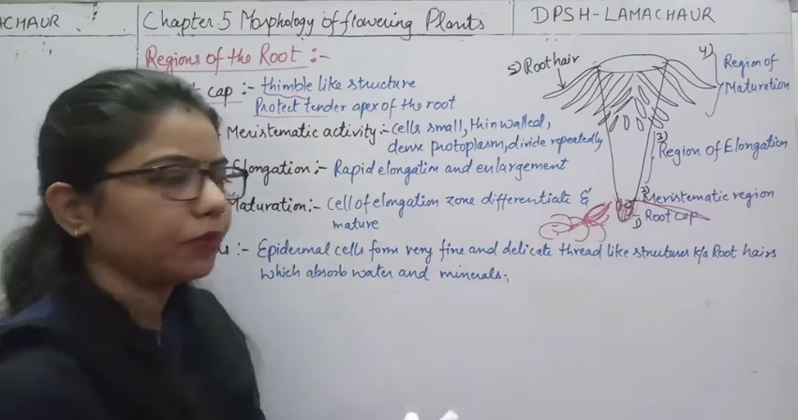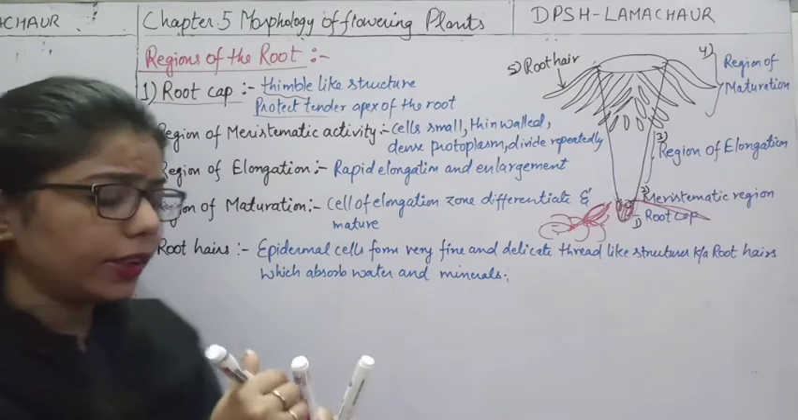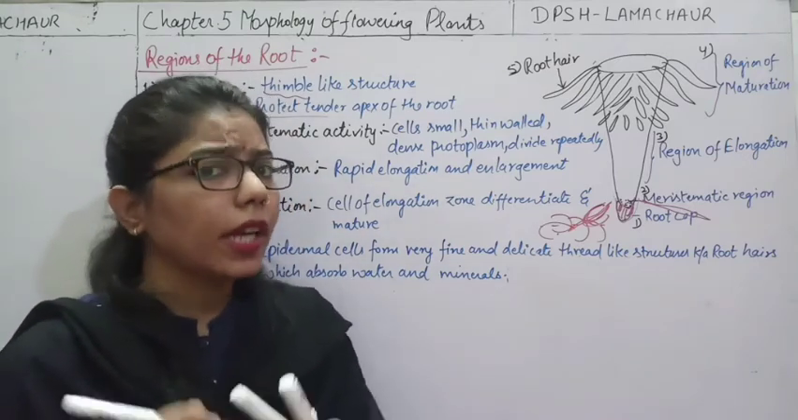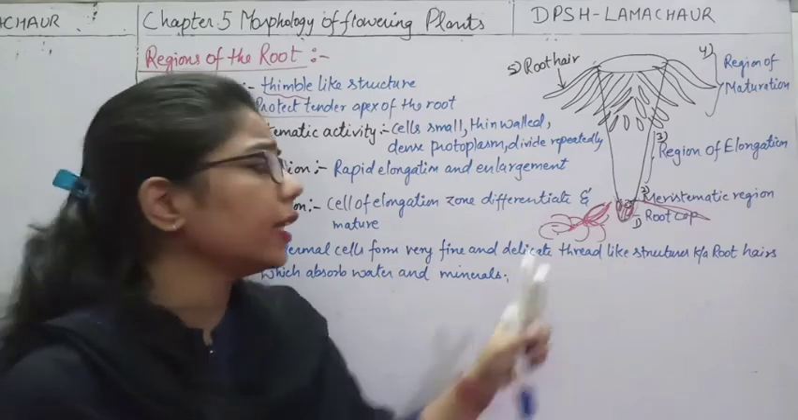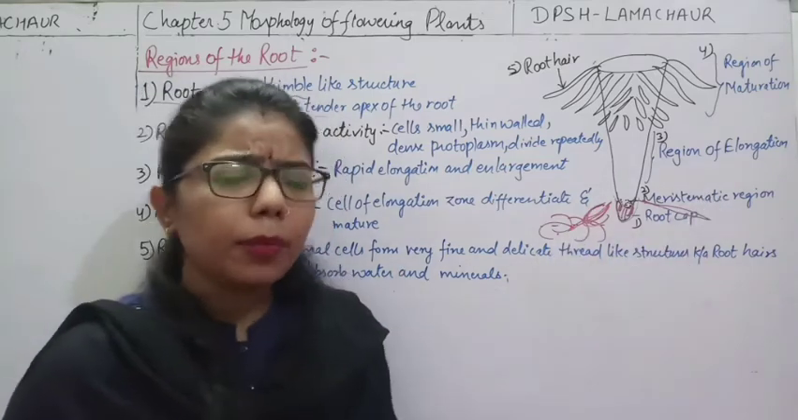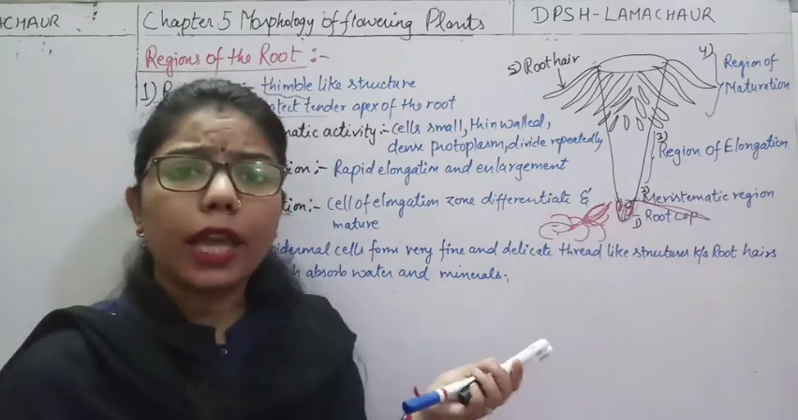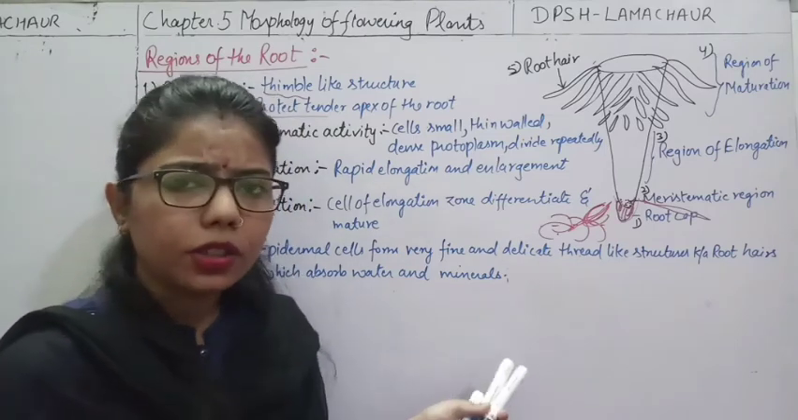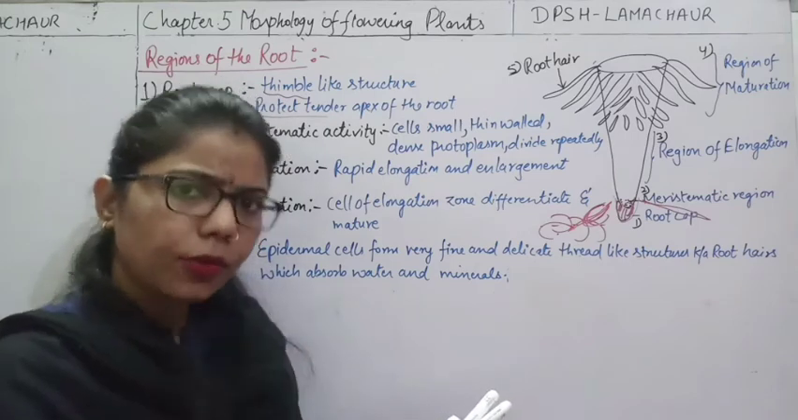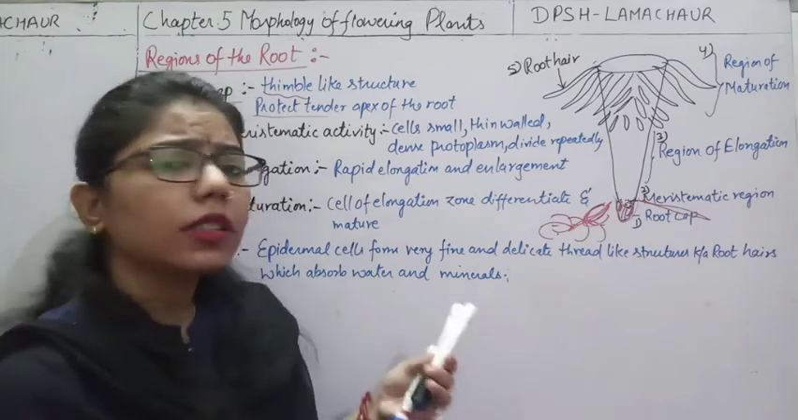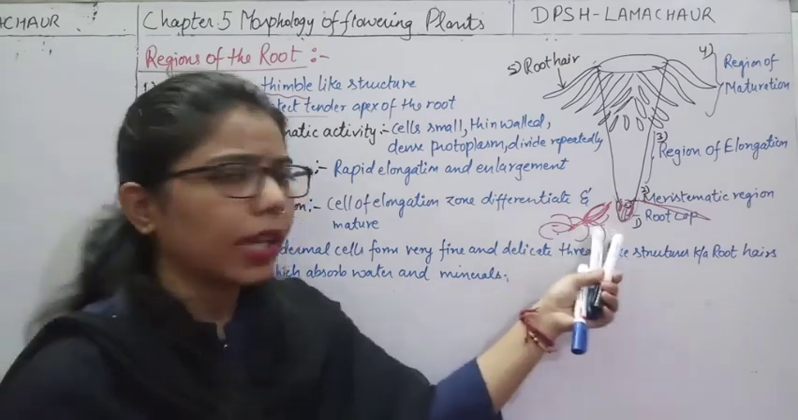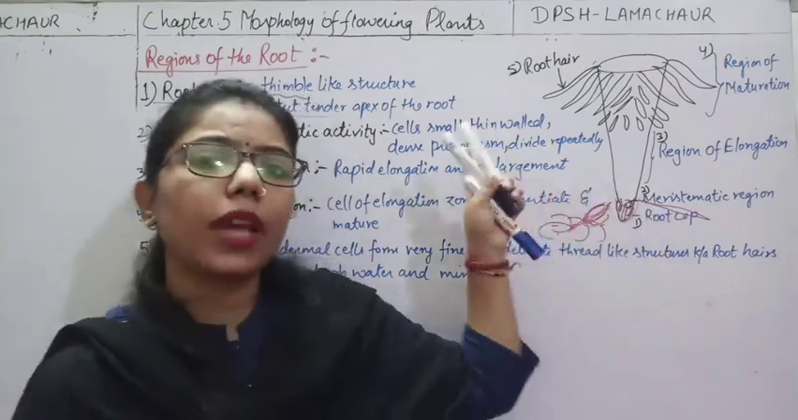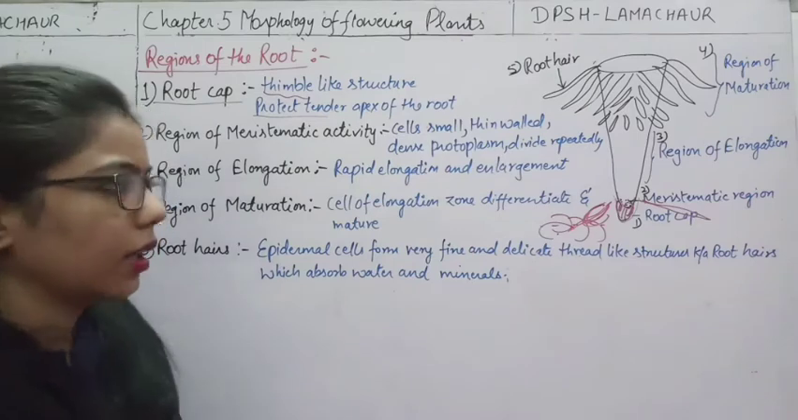Root cap. Now one more important thing, in case of aquatic plants, they don't need any root cap. Why? Because in aquatic plants, they don't need any penetration into the soil. They are just floating in the water, so there is no function for having the root cap. So we can say that root caps are absent in case of aquatic plants, right?